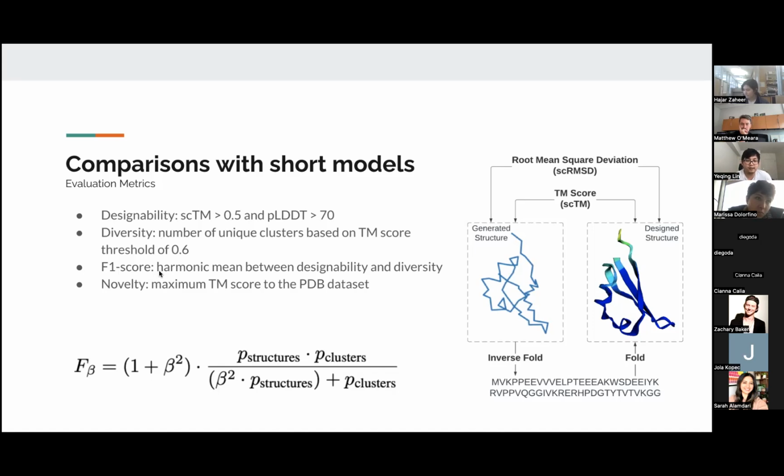The F1 score is what we introduced, a harmonic mean between designability and diversity, which gives us a single metric to judge how good those protein structure generation models are. The last metric is novelty, which computes the maximum TM score with respect to the PDB dataset. We want to check that we are able to generate structures that are actually different from the PDB dataset. So that's the last criterion.